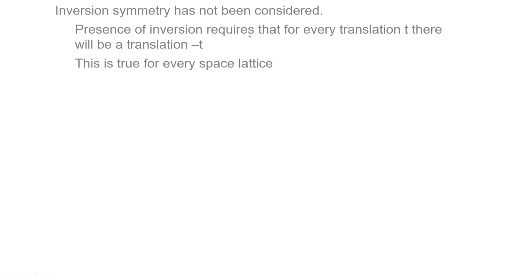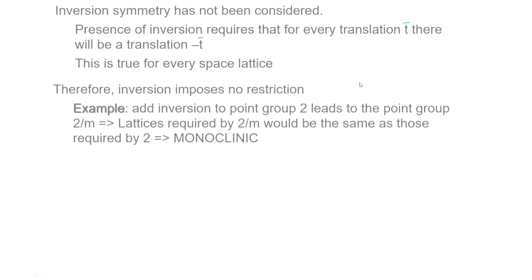So, presence of inversion requires that for every translation T, there will be a translation minus T, and this is true for every space lattice, and hence inversion will impose no restriction on the lattice parameters A, B, C or alpha, beta, gamma. Now, what happens if I add inversion to point group 2?